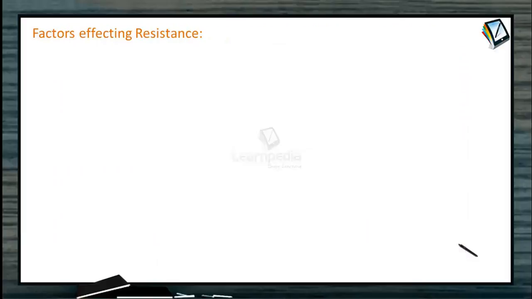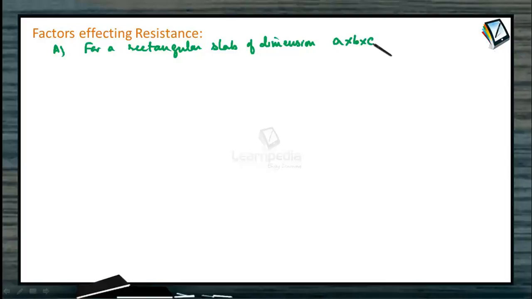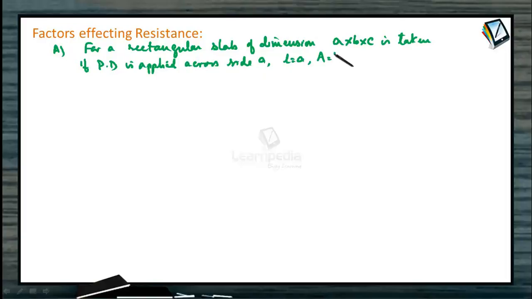Factors affecting resistance. Apart from temperature, let us consider the other factors, the dimensions, which are going to affect the resistance of the electrical wire. First, suppose we take a rectangular slab of dimensions A, B and C. If potential difference is applied across side A, L is equal to A, and the area of cross section will be B times C.